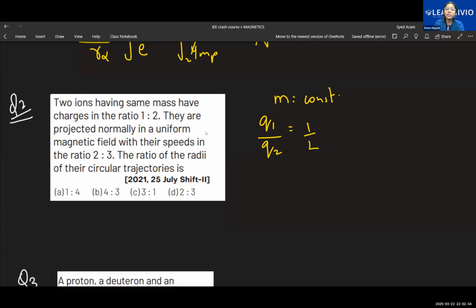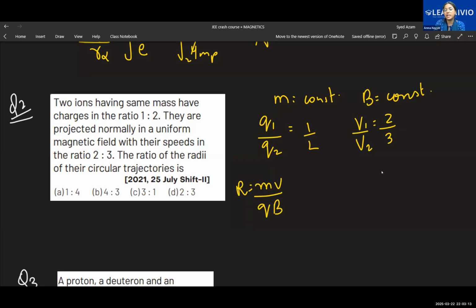They are projected normally in a uniform magnetic field with their speeds in the ratio. So uniform magnetic field means magnetic field will also remain constant. See, they won't give you two charges into different magnetic fields. Magnetic field will remain the same. So V1 by V2 is 2 by 3. Now radii is asked. So Upasna, you tell me which formula should we start with? Look into the notes. MV by QB. R is equal to MV by QB. Yes, correct.